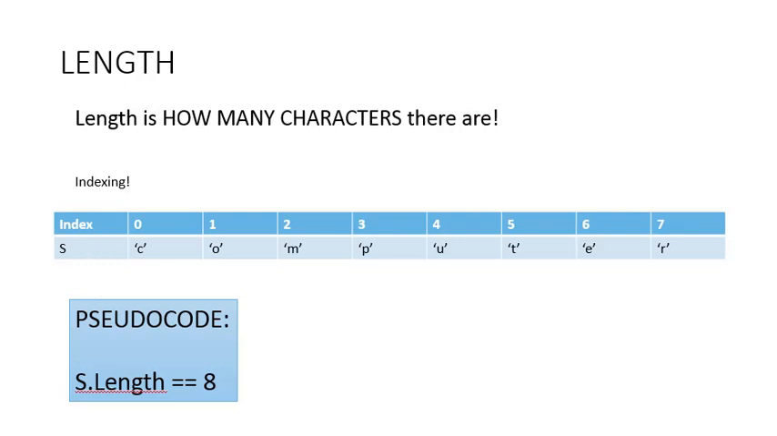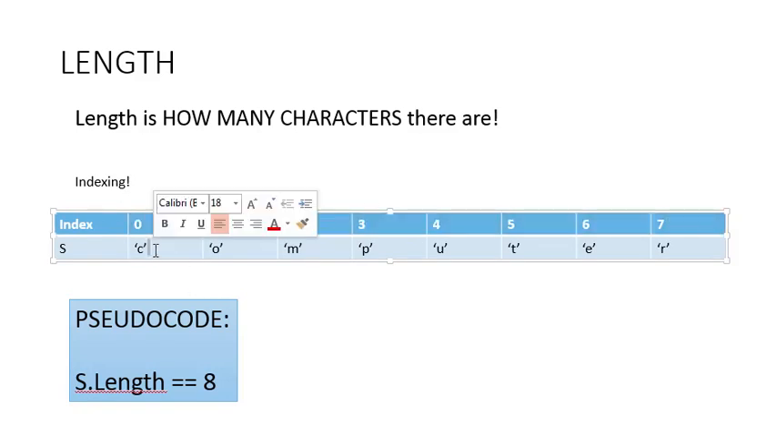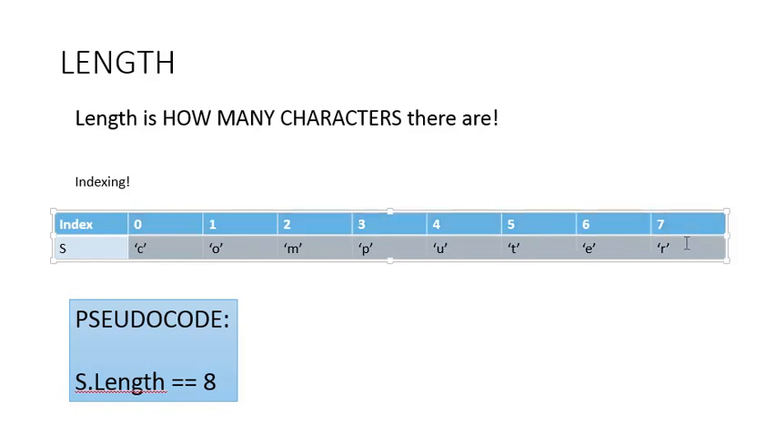Right, the next main important concept is that of the length of a string. As we said before, we start indexing from 0, but when we count, we don't start counting at 0, we start counting at 1. So if I was counting how many characters I have in my string s, I would say, oh, I have 8 characters: 1, 2, 3, 4, 5, 6, 7, 8.